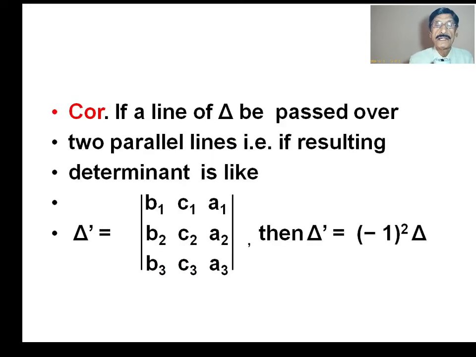Corollary. If a line of delta be passed over two parallel lines, that is, if the resulting determinant is like this, delta dash is equal to, here the first column has been passed over two columns and now it takes the third place. Then delta dash is equal to minus 1 raised to the power 2 delta.